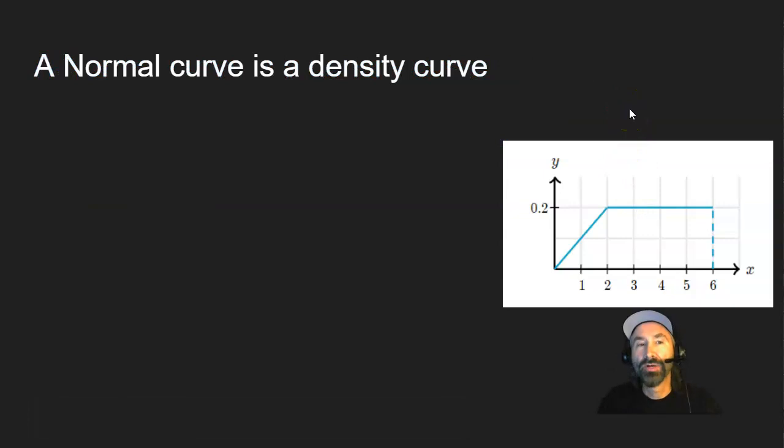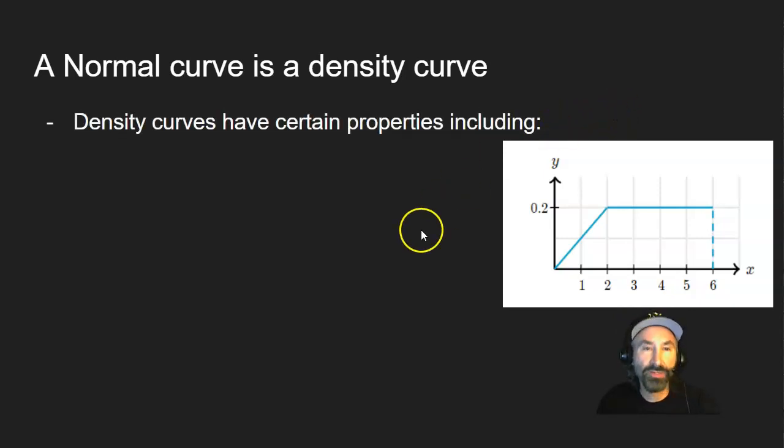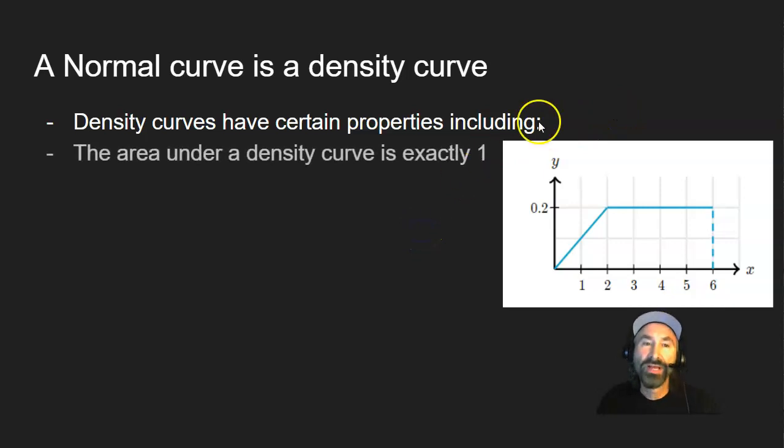Now, something that's interesting about a normal curve is that it is a density curve. And I already had you briefly take a look at density curves using Khan Academy. Hopefully you watched a couple of videos and then did all the exercises. Density curves have certain properties, and there's at least one that's really important, and that property is that the area under a density curve is exactly 1.